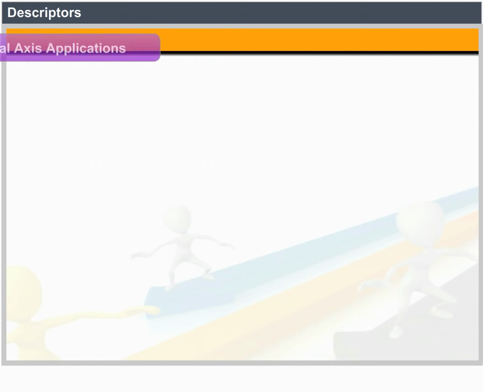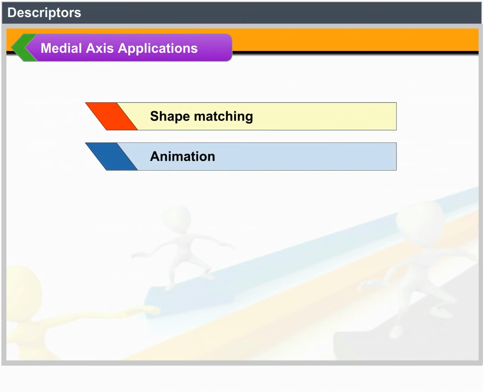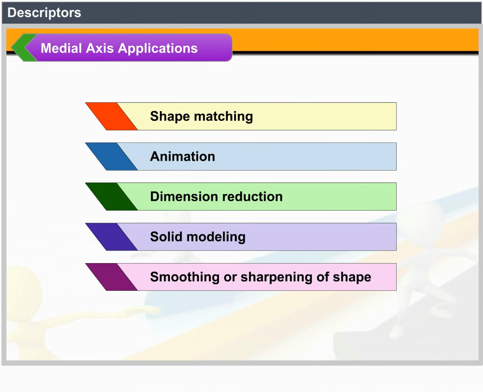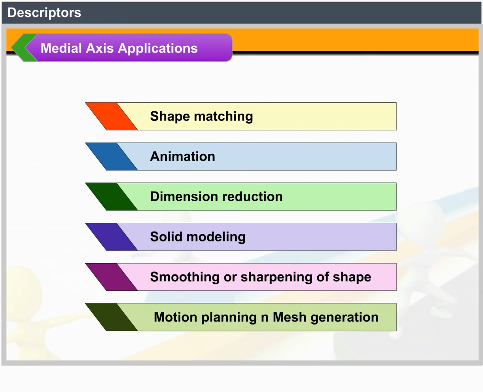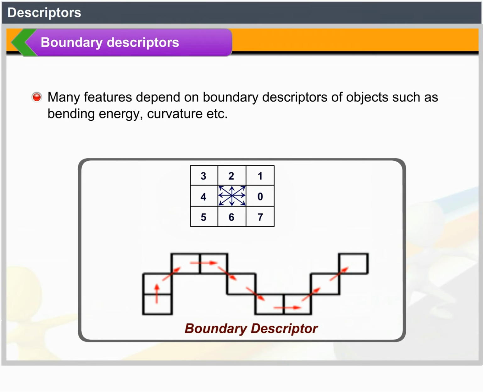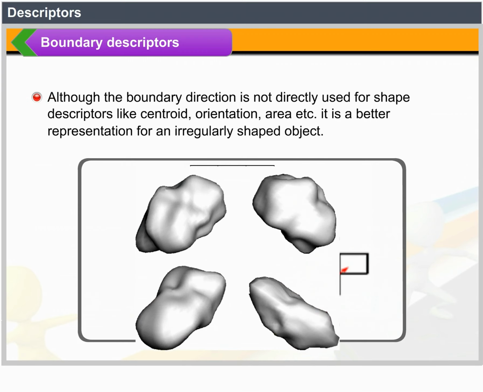Medial axis applications: shape matching, animation, dimension reduction, solid modeling, smoothing or sharpening of shape, motion planning and mesh generation. Boundary descriptors: there are many features that depend on boundary descriptors of objects, such as bending energy, curvature, etc. For an irregularly shaped object, the boundary direction is a better representation, although it is not directly used for shape descriptors like centroid, orientation, area, etc.